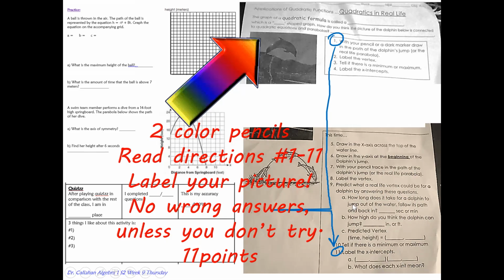So as you can see here, I don't have any specific numbers because this is more of a creativity thing for you to go ahead and do. So with your rulers and then also your colored pencils, go ahead and draw the path of the dolphin as the dolphin is jumping.